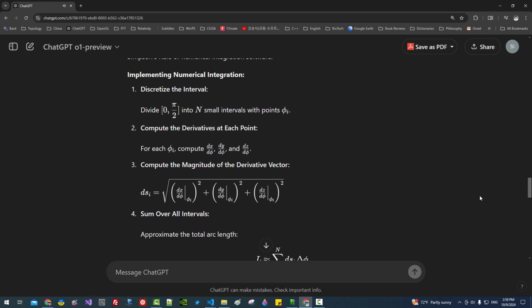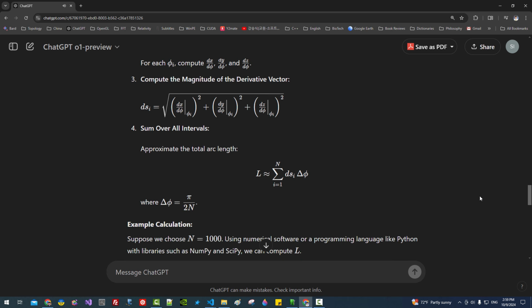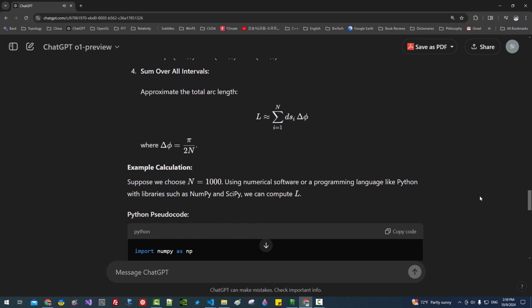3. Compute the magnitude of the derivative vector: ds_i equals the square root of (dx/dphi) squared plus (dy/dphi) squared plus (dz/dphi) squared. 4. Sum over all intervals. Approximate the total arc length, L approximately equals the sum from i equals 1 to n of ds_i times delta phi, where delta phi equals pi/2n. Example calculation. Suppose we choose n equals 1000.